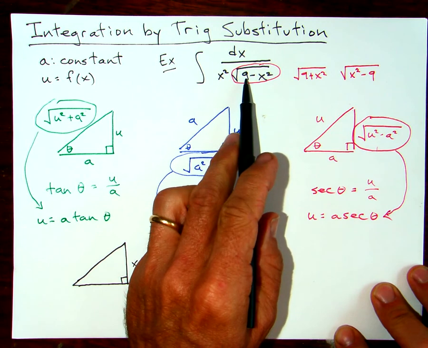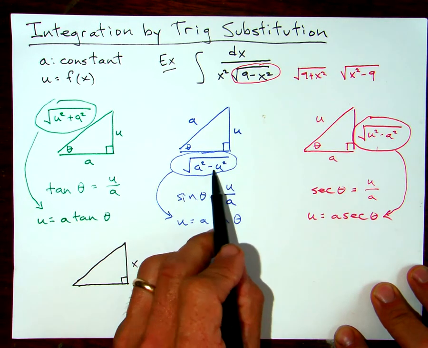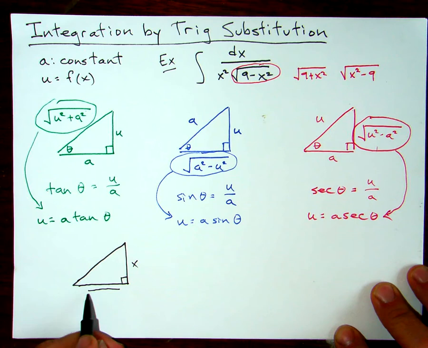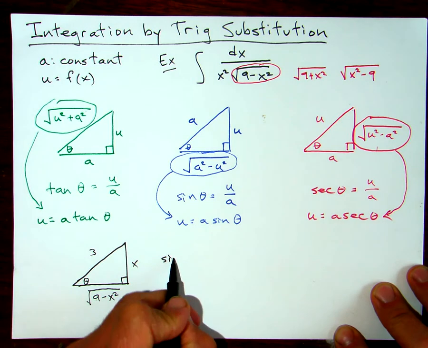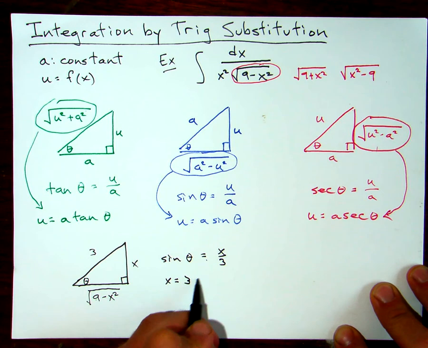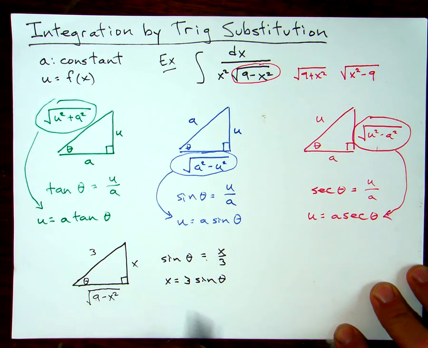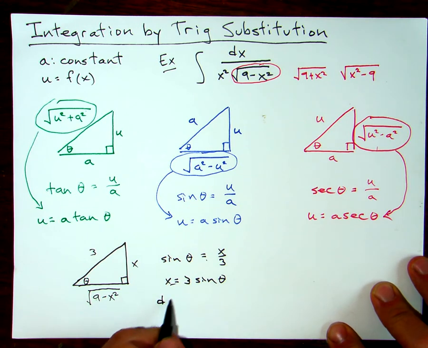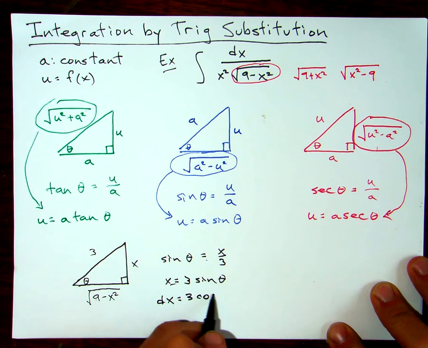This is basically the form a squared minus u squared. So over here, I know that's going to be 9 minus x squared, and that's going to be 3, right? Because that's just a, this is a squared. Okay, so here's theta. So this tells me that sine of theta will equal x over 3, so x equals 3 sine theta. That's my substitution. And then with substitution, we also need to substitute for dx, right? So if I take the derivative of this, that's 3 times the derivative of sine theta, which is cosine theta d theta.